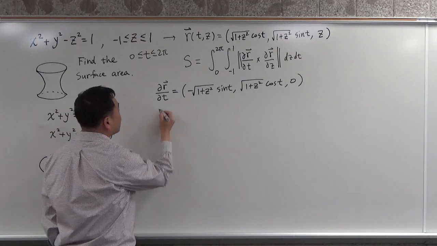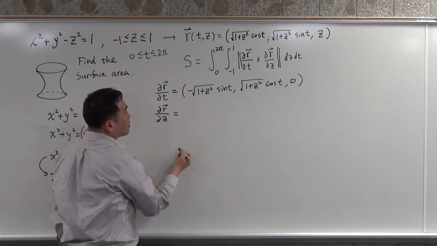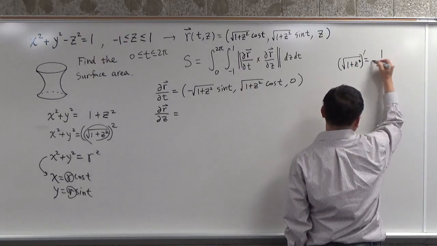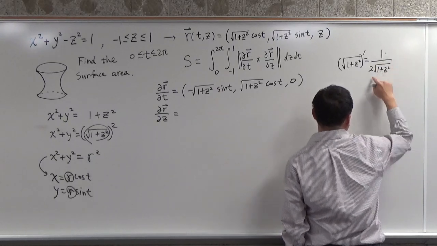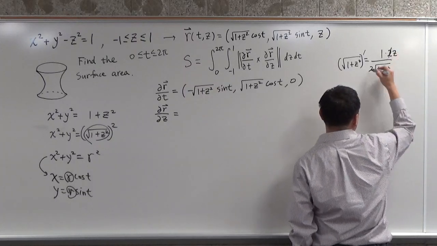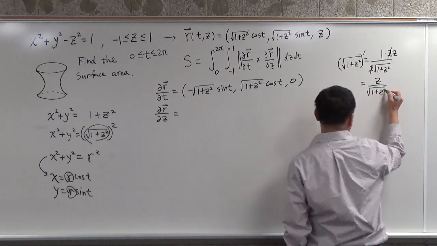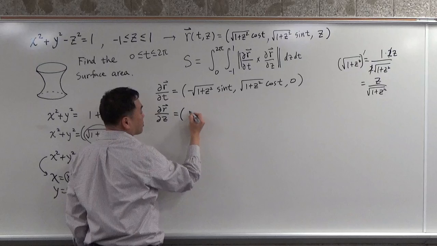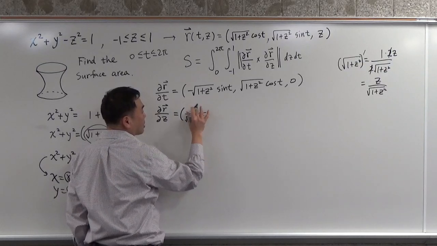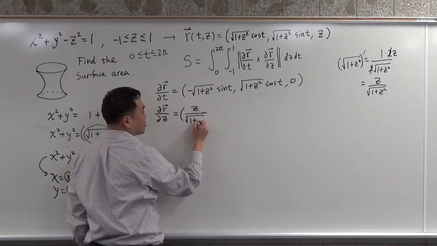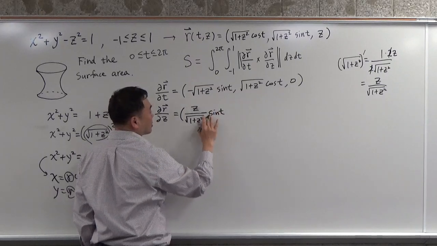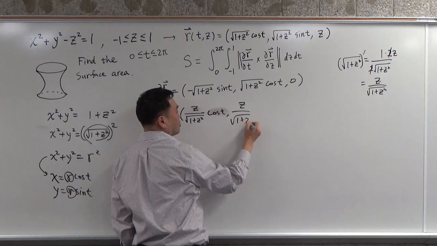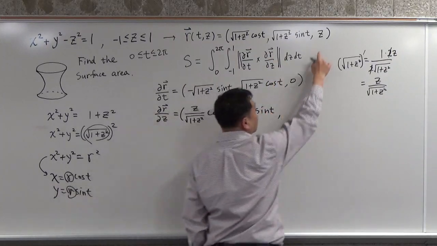And then you have the partial with respect to z, and the derivative of the square root of 1 plus z squared is, well, the derivative of the square root is 1 over 2 square root of 1 plus z squared, but then the derivative of the inside function by the chain rule gives you 2z, the 2s cancel, so you get z over the square root of 1 plus z squared. So that's going to be the derivative of these functions with respect to z. So you're going to get z over the square root of 1 plus z squared times cosine t. And then this one, when you differentiate, same story, and then sine t comes down. And when you differentiate z with respect to z, you get 1.